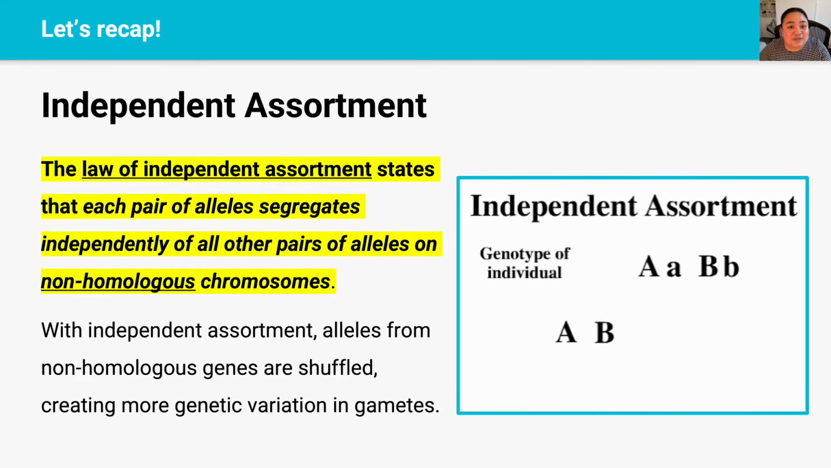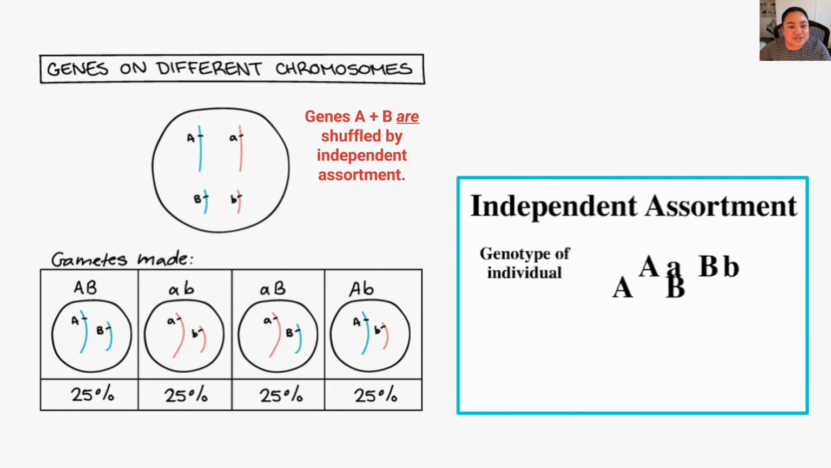So at this point, you've learned that the law of independent assortment states that the alleles of a gene segregate independently of other alleles from other genes, but only if those genes are on non-homologous chromosomes, so if they're not on the same chromosomes. I think these two diagrams clearly show this. Because gene A and gene B are on different chromosomes, their alleles are able to be shuffled by independent assortment, resulting in 4 possible gametes. There is an equal chance for each gamete to be made, and the laws of segregation and independent assortment are crucial to understanding this lesson.